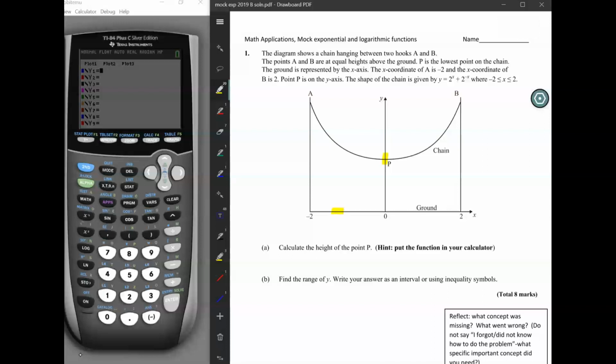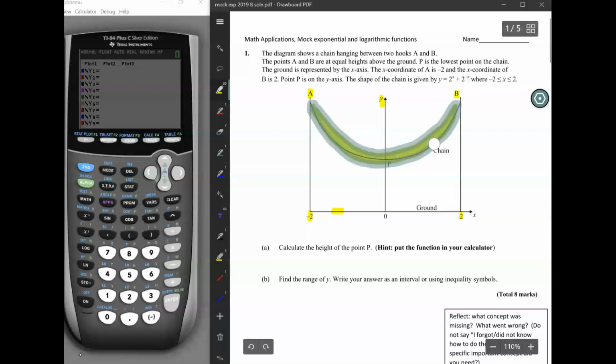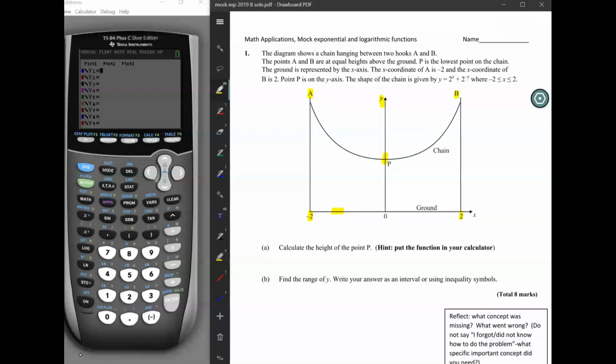The x-coordinate of A is -2. The x-coordinate of B is 2. And point P is on the y-axis. There's the y-axis. The shape of the chain is given by the function y equals 2 to the x plus 2 to the negative x, where x is between -2 and 2, including the values of -2 and 2. So that's this function right here. A. Calculate the height of the point P.